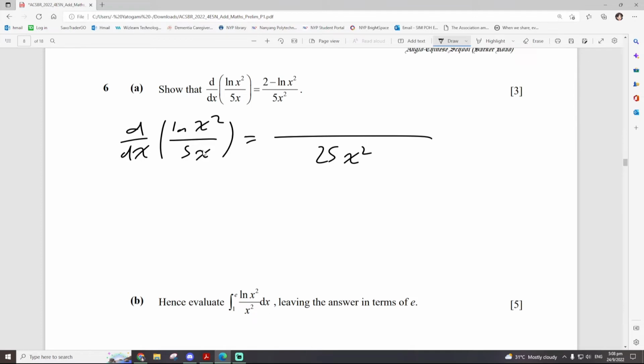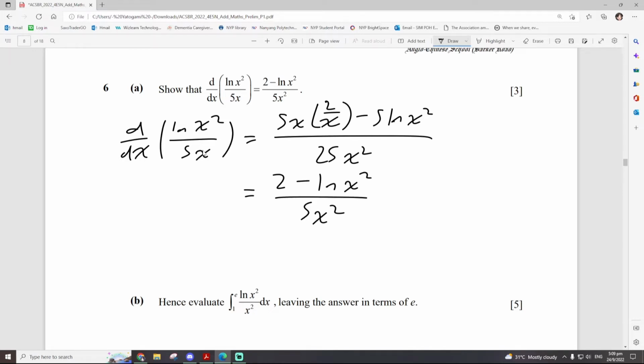We'll keep the 5x first because that's the quotient rule. Differentiate ln x squared. Now the thing is that you can bring down the power 2, so you can actually get 2 ln x. So this is actually going to be 2 over x. Minus, and now we're going to keep ln x squared and differentiate 5x, which is just 5. So you get 5 ln x squared. Okay? We'll simplify this a bit. The x here and the 1 over x here will cancel out, and you can divide throughout by 5. So this is where you get the 2 minus ln x squared divided by 5x squared. Okay?